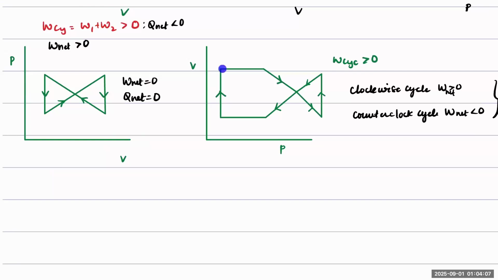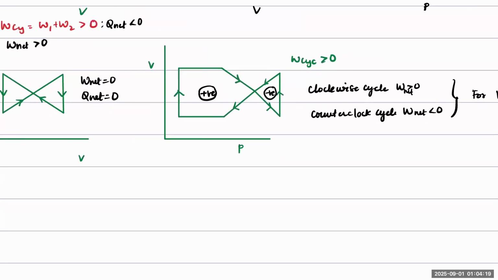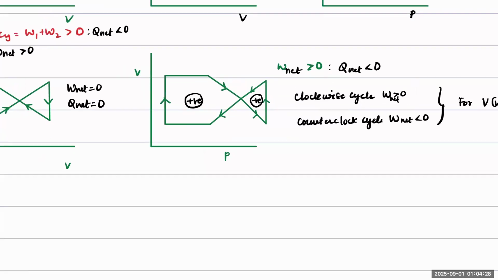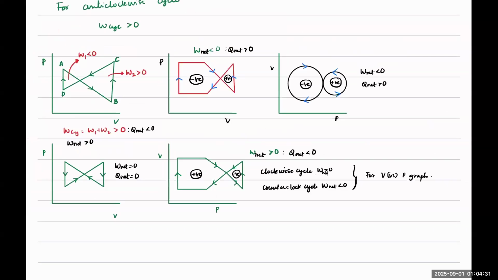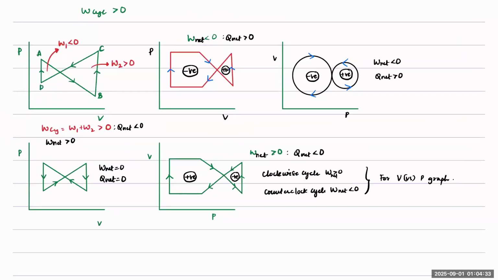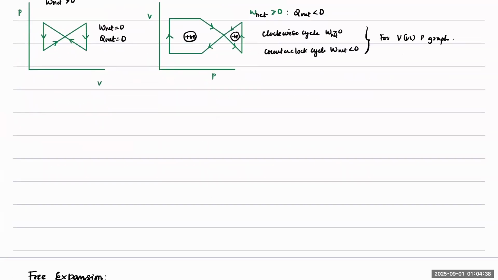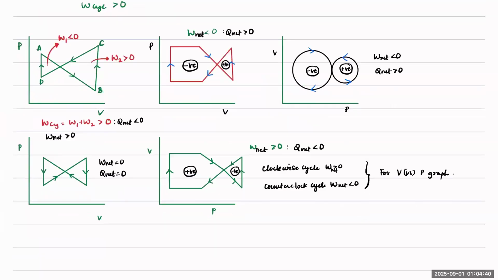So this appears to be clockwise and this appears to be anti-clockwise. So, since this is clockwise, it is positive. Anti-clockwise, this is negative, right? So overall, positive value is dominant. So that's why work net will be greater than 0. Q net will be less than 0. Done. I suppose all of you understood this part.